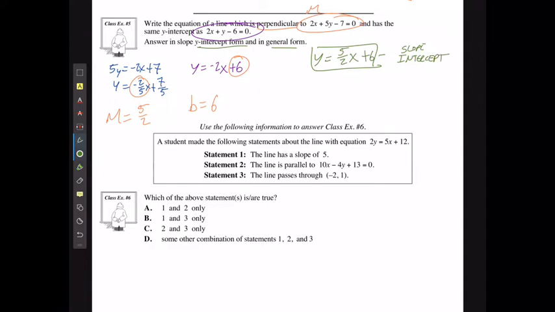And then I'm going to do the same process we did for the first questions in order to turn it into general form. Because the x is positive, I'm going to move the y over there and say that 5 over 2x minus y plus 6 is equal to 0. And then to get rid of the fraction, I'm going to multiply everything by 2. 5x minus 2y plus 12 is equal to 0. And there's my general form.